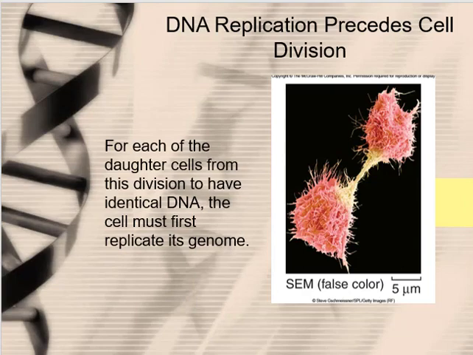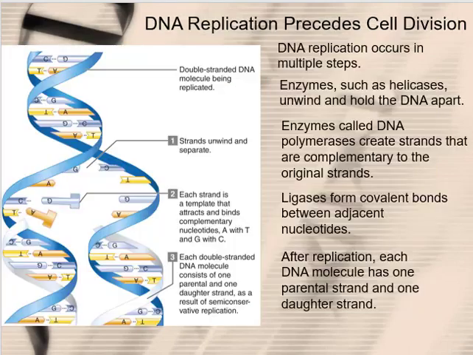For each of the daughter cells from the division, they have to have identical DNA. Every cell has a complete genome in it, and we have to replicate the genome. We have to make a copy. So if we're going to take one set of DNA, we've got to make another copy of DNA to go into a nucleus to make 2 cells. And we have several steps. You have to split this double-stranded DNA in order to make copies of it.